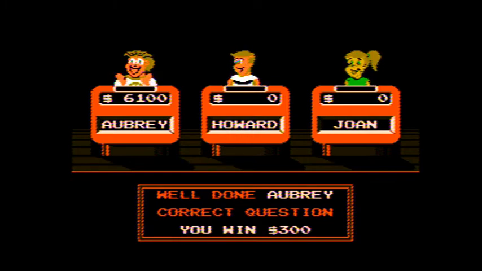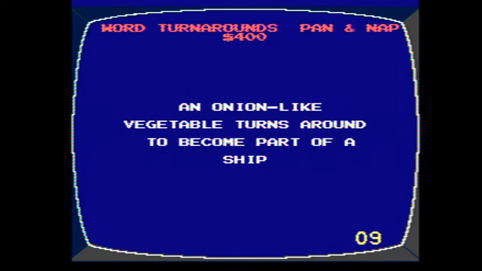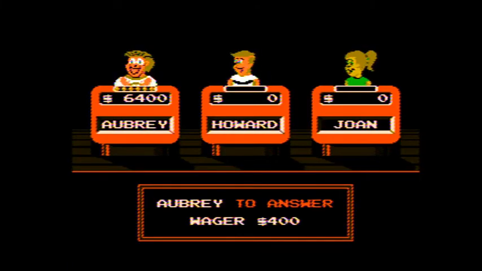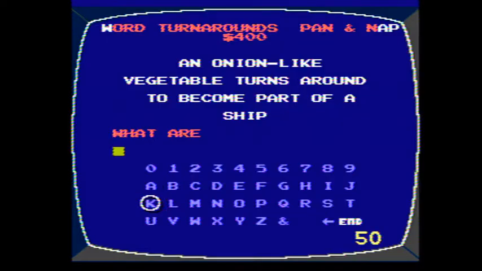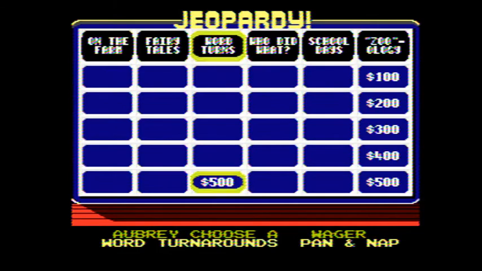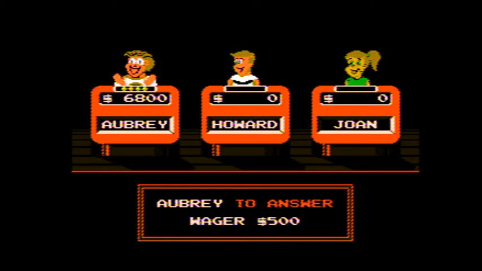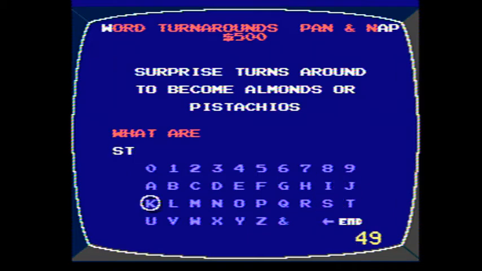Word turnarounds 400. An onion-like vegetable turns around to become part of a ship. What are leek and keel? And more turnarounds for 500, please. Stun turns around to become almonds or pistachios. What are stun and nuts?